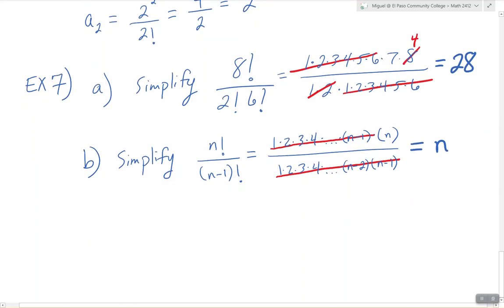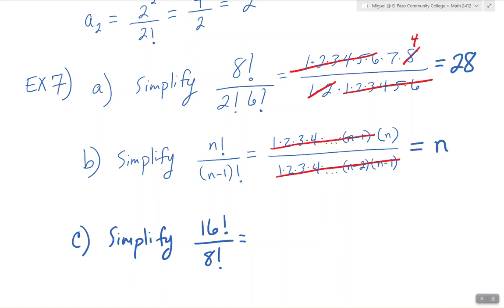Let me add another one here. It's kind of more simple, but tends to confuse a lot of people. Something like this. It sometimes tricks a lot of people. 16 and 8 look very divisible. So don't be fooled into thinking it's 2, and don't be fooled into thinking it's 2 factorial. It's neither one of those. So think about it: this is going to go from 1 all the way to 16, and this will go from 1 all the way to 8.